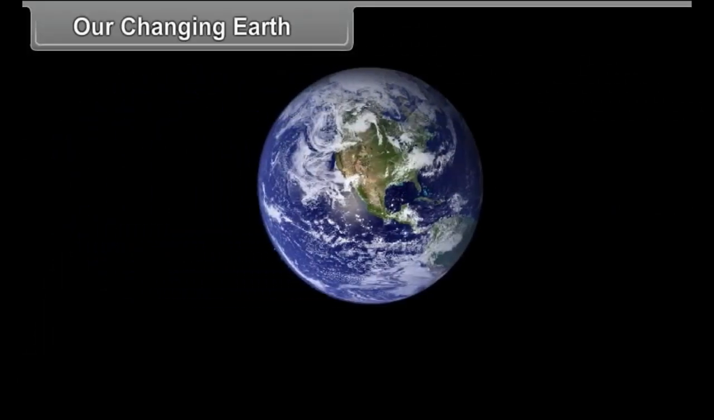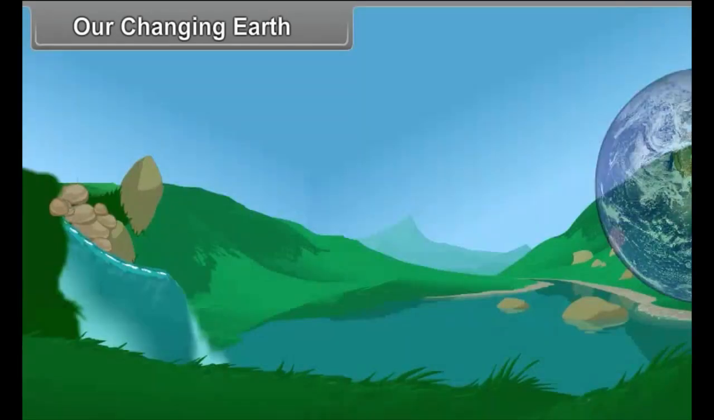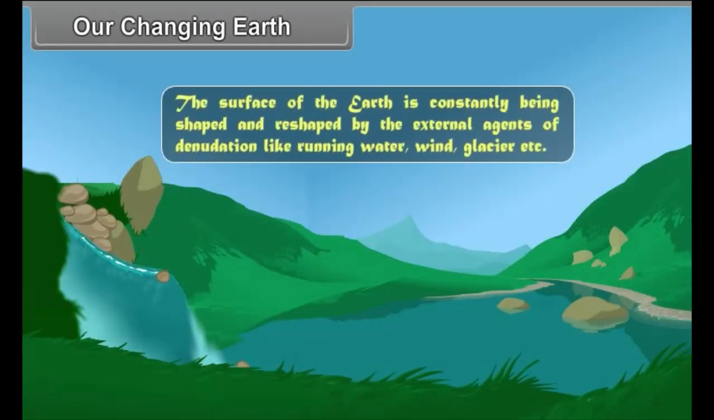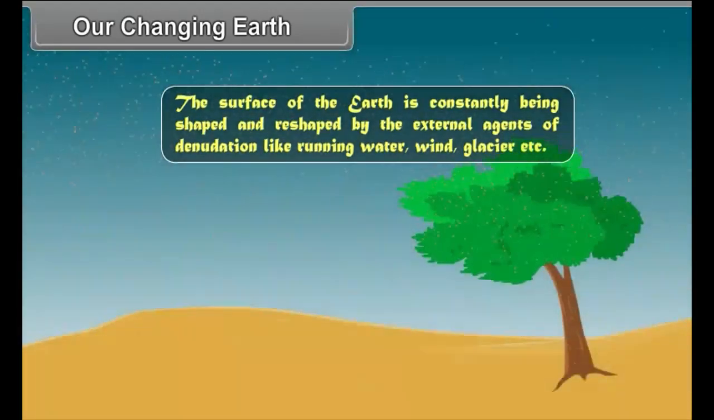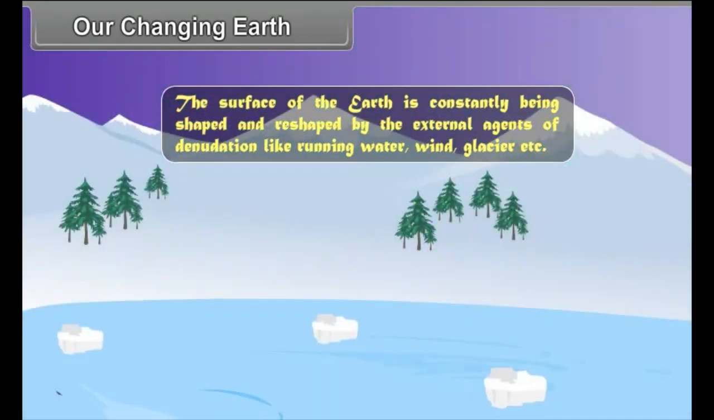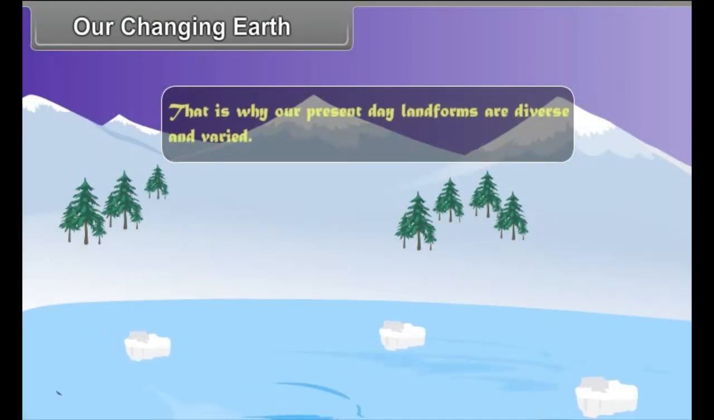Our changing Earth. Our Earth is not stable. The surface of the Earth is constantly being shaped and reshaped by the external agents of denudation like running water, wind, glacier, etc. That is why our present-day landforms are diverse and varied.